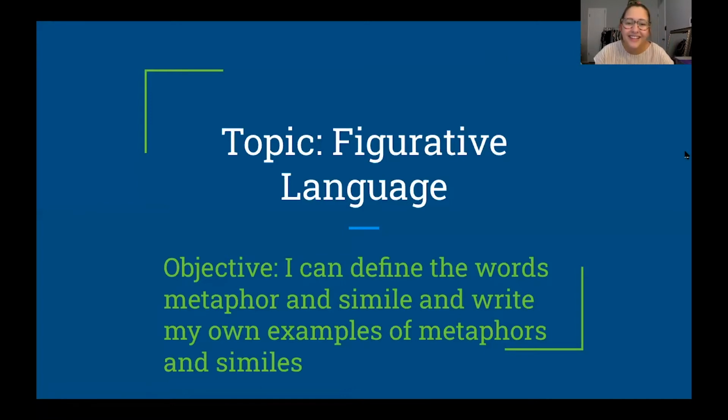So, like I said, the topic is figurative language. And the objective is that I can define the words metaphor and simile and write down my own examples of metaphors and similes. So those are our, I guess, three big vocabulary words we'll be learning today: figurative language, simile, and metaphor. And then we're going to have a lot of fun learning how to write our own as well. So let's go ahead and get started.